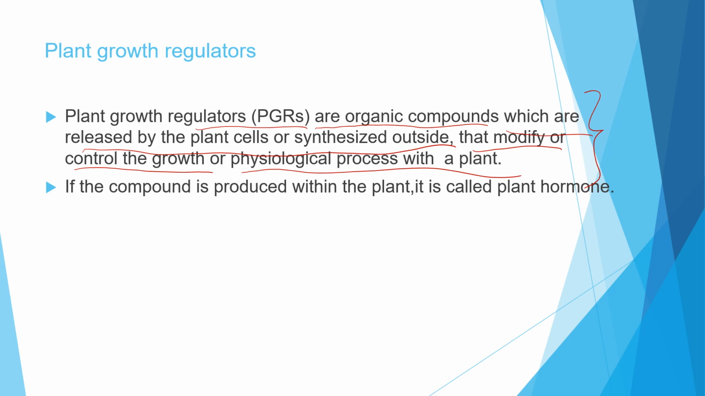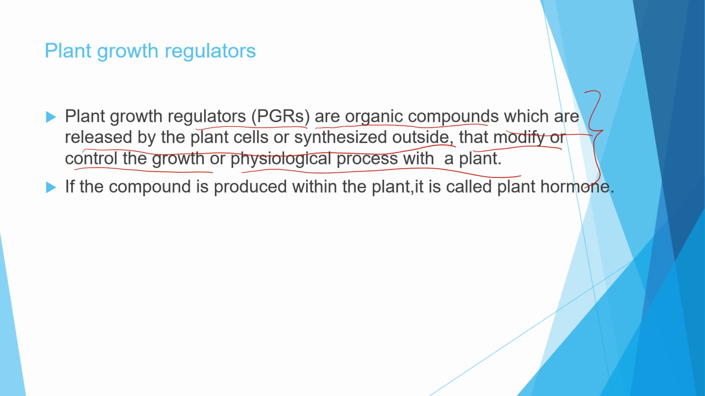These are organic compounds which are released by the plant cells or synthesized outside that modify or control the growth or physiological process within the plant. Now, if the compound is produced within the plant, it is called a plant hormone. So these are called plant hormones as they are produced within the plants.